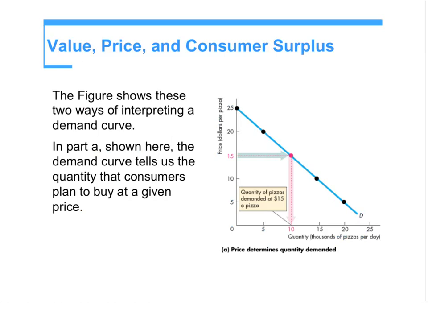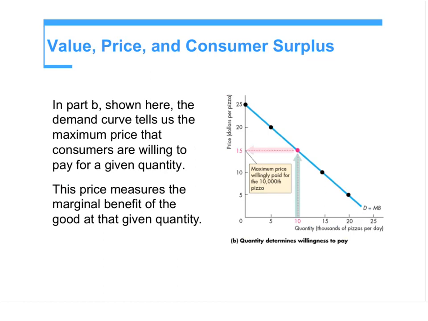This figure shows these two ways of interpreting a demand curve. In the part shown here, the demand curve tells us the quantity the consumers plan to buy at any given price. Let's say at the price of $15, the quantity is 10. So the quantity of pizzas demanded at the price of $15 a pizza is 10 pizzas. As we move along the demand curve, you see at different prices, you have different quantities demanded.